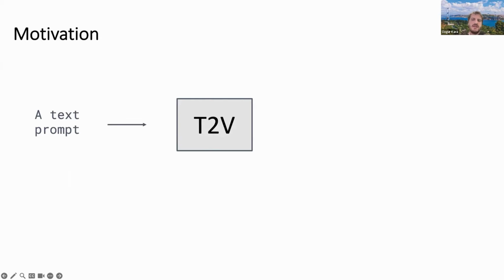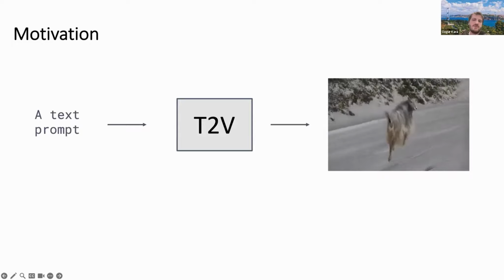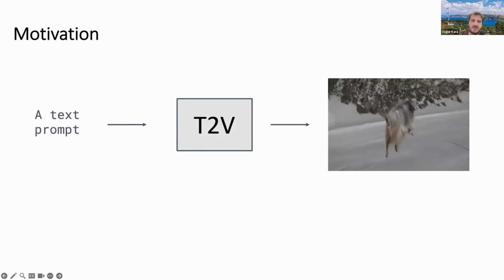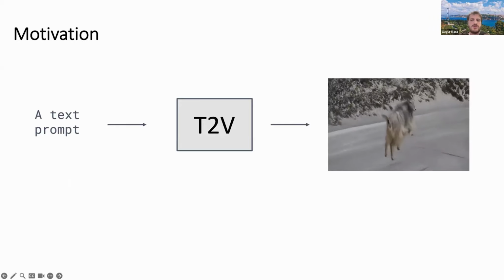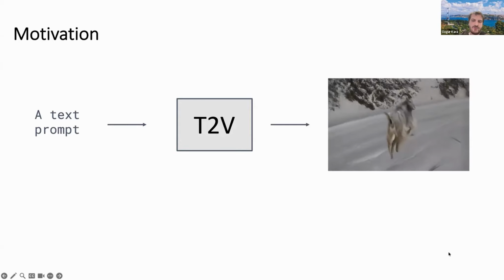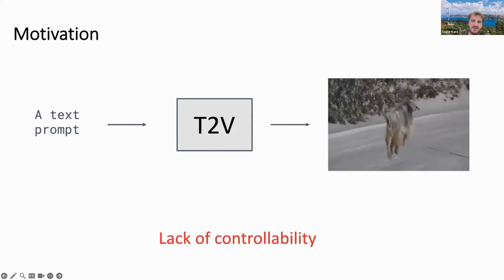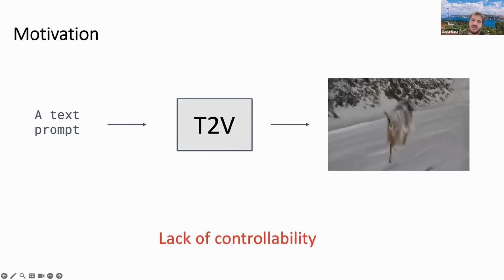Okay, so what is the problem? I showed you some examples in video generation. The standard pipeline is basically you provide a text prompt into a text-to-video model and you get a video output. For example, if your prompt is a dog running on snow, the model will generate it to some extent. But the issue here is a severe lack of controllability. You get a dog, but maybe not the specific dog you wanted or running in the specific direction you needed.